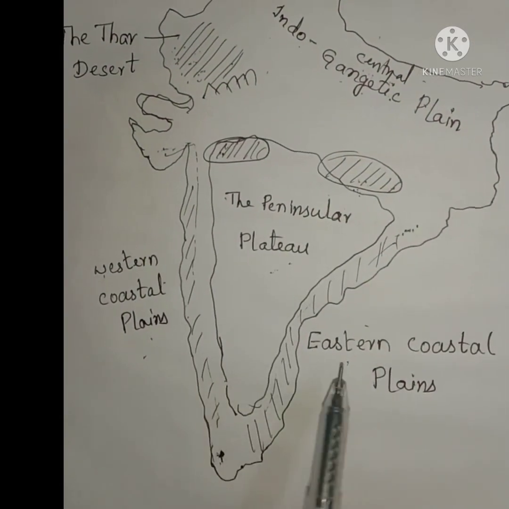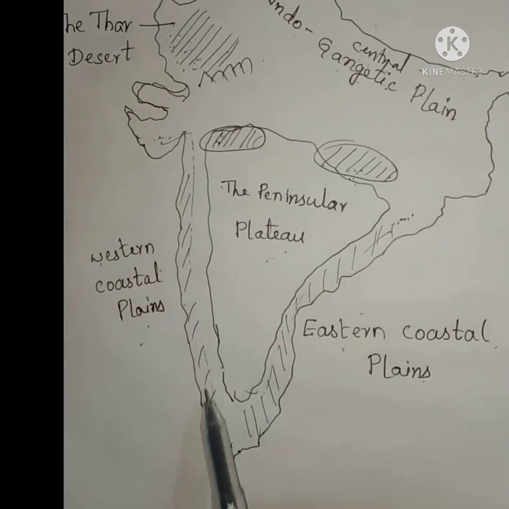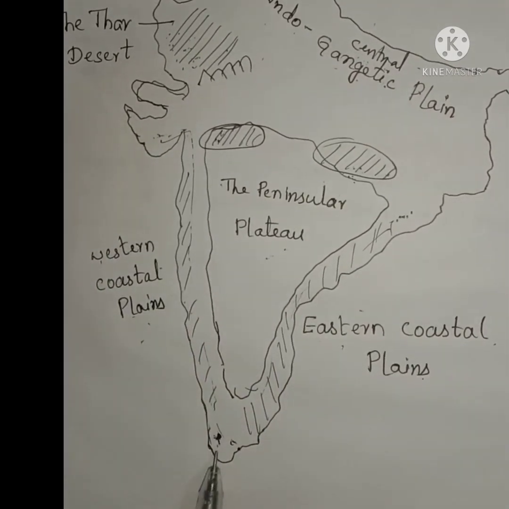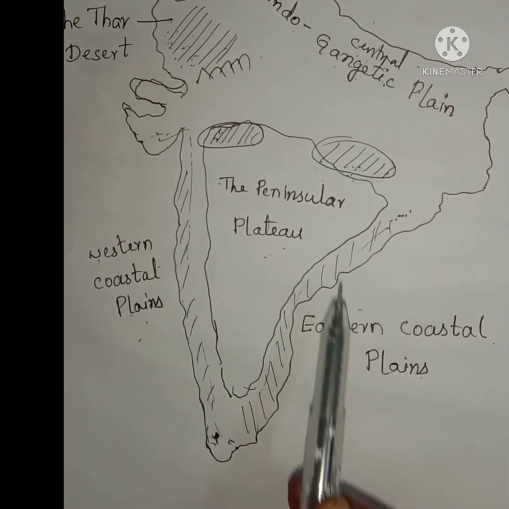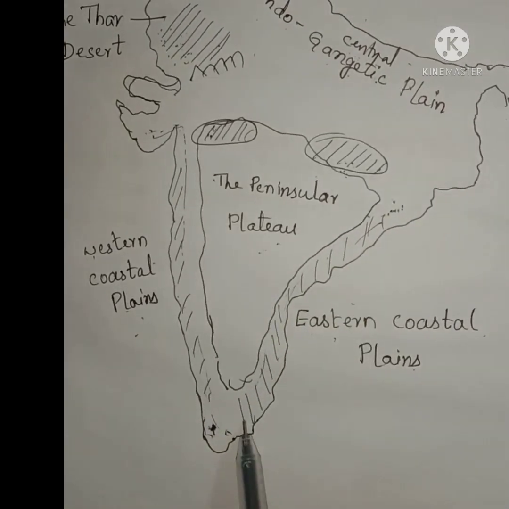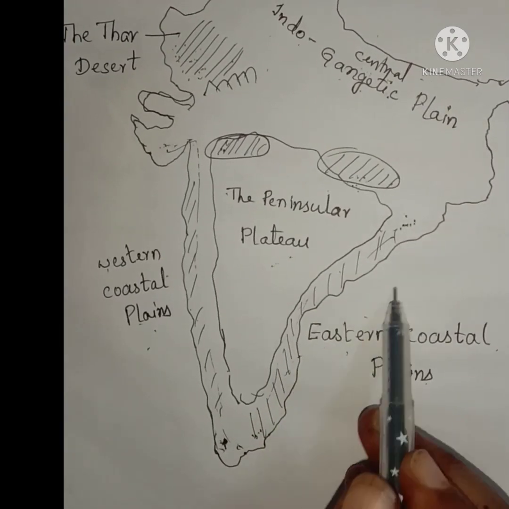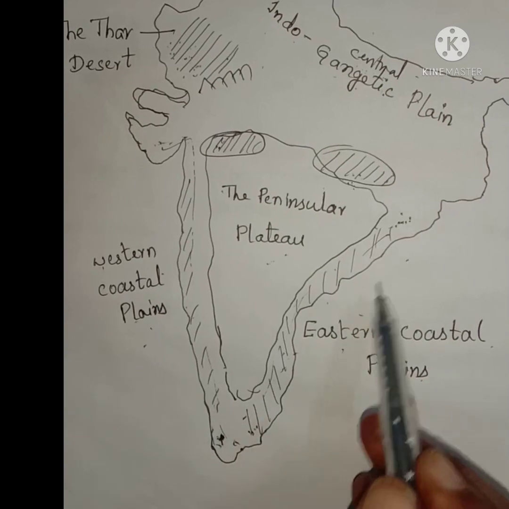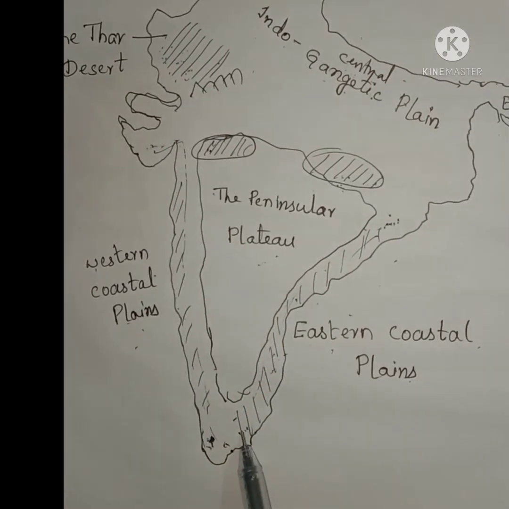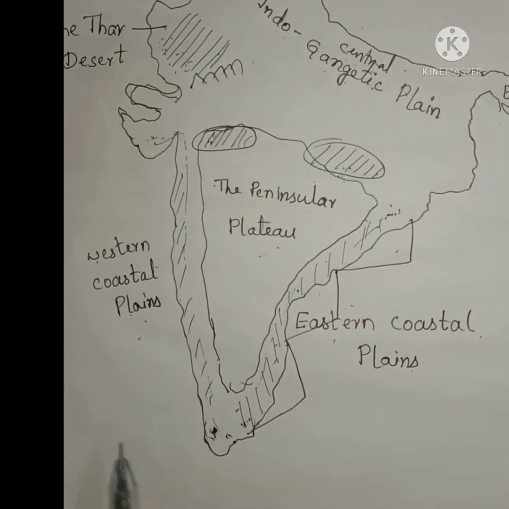Coastal plains: the eastern coastal plains and the western coastal plains. The western coastal plains start from the Rann of Kutch and end at Kanyakumari, and the eastern coastal plains stretch from the Mahanadi in Odisha to the Kaveri Delta in Tamil Nadu. The eastern coastal plains are divided into three parts: Utkal coast in Odisha, Sirkar coast in Andhra Pradesh and Coromandel coast.